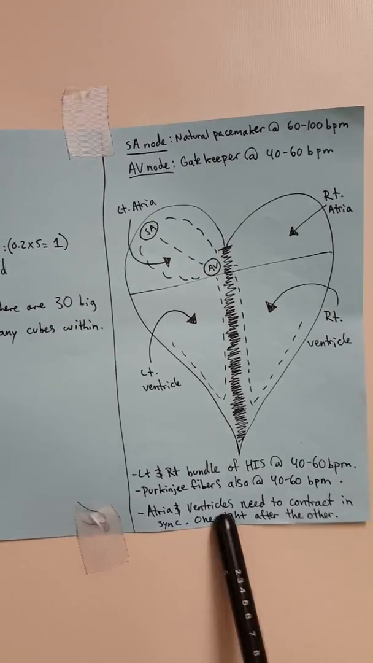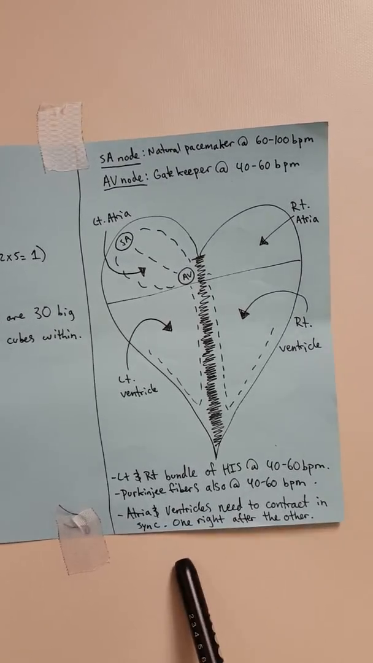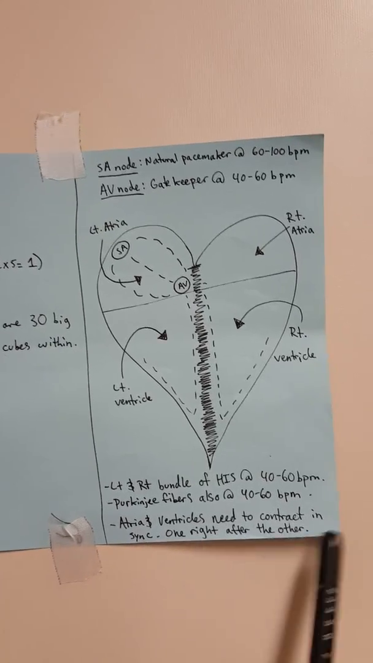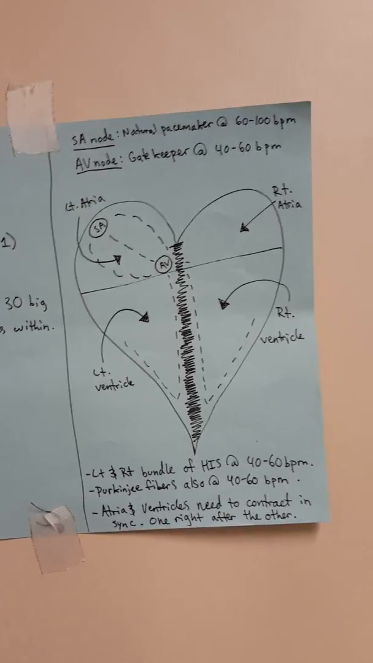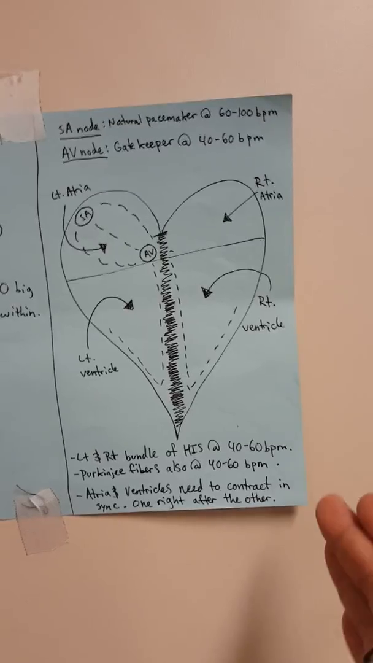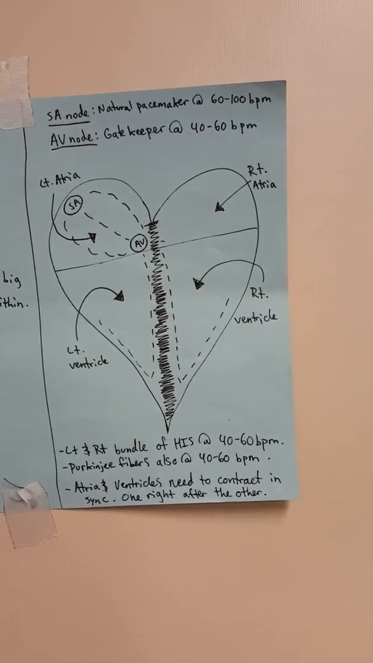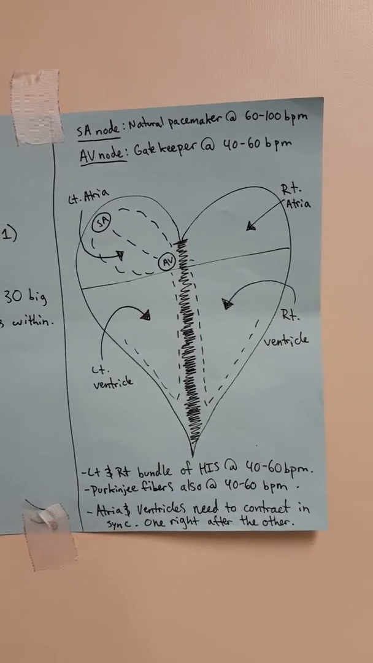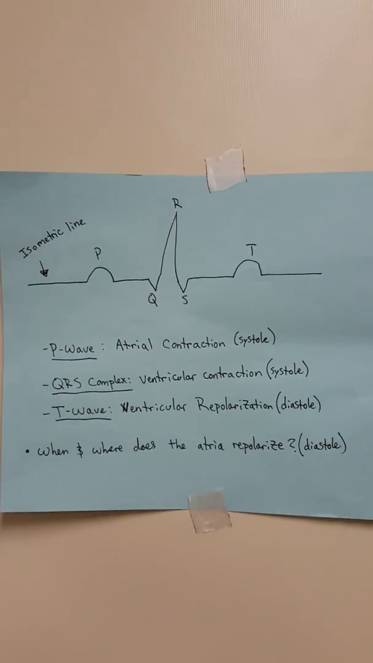It's pretty slow. The atria and the ventricles need to contract in sync. So they contract one right after the other. So the atria contract, and the ventricles contract. They need to contract in sync in order to adequately perfuse the body with blood.